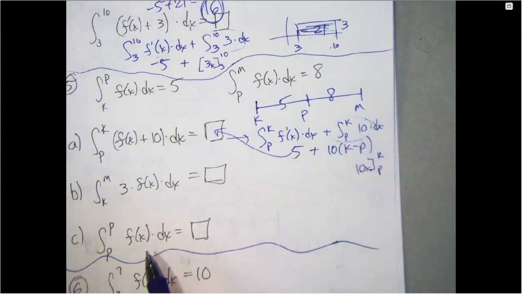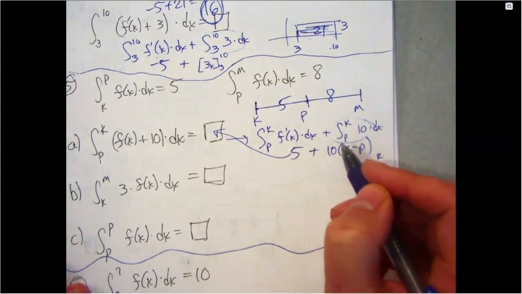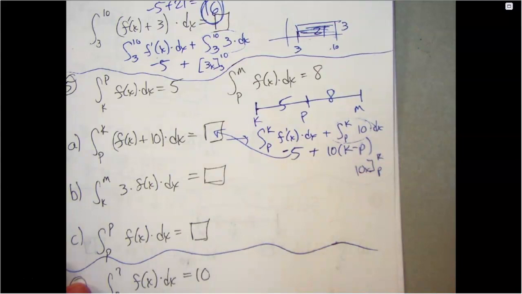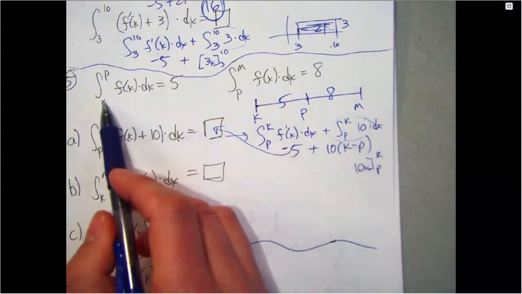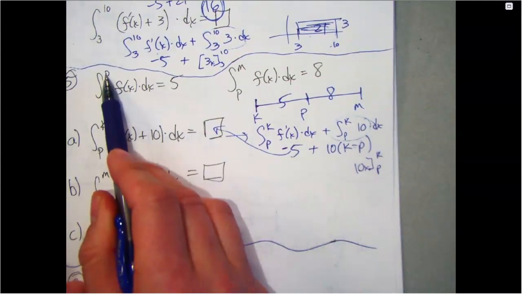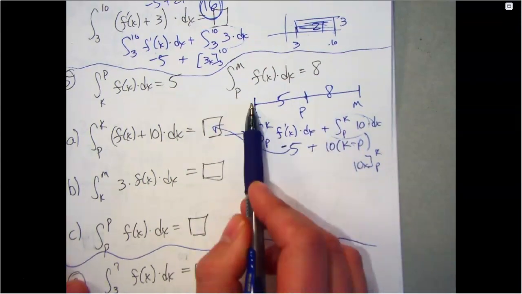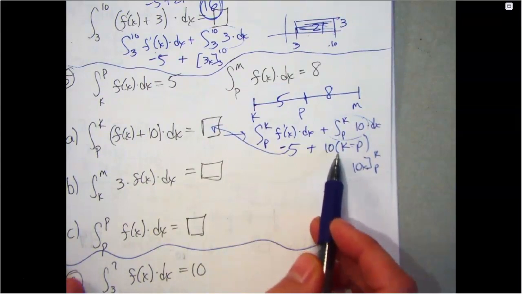Why would it be -5? Oh, I flipped it, didn't I? That's a -5. Yeah, you're right. Why is it -5? Because I gave the integral as k to p, but in this question I asked you for p to k. So you go backwards, so it's negative. My bad. So let me add this: -5 plus 10 times k minus p.